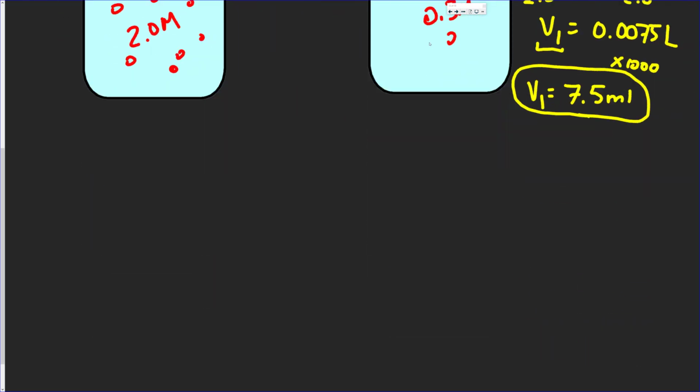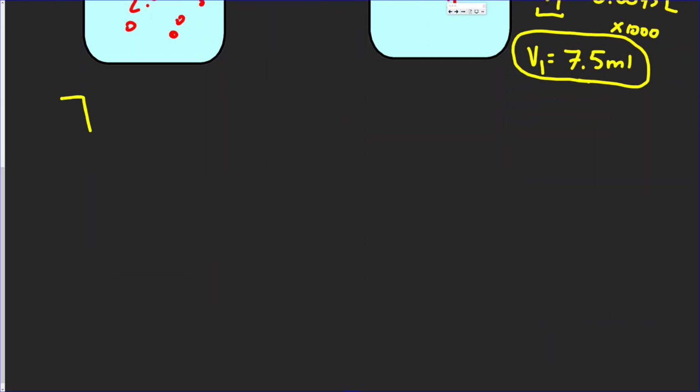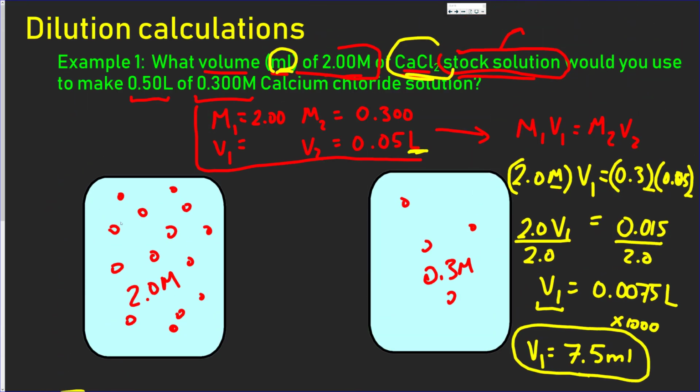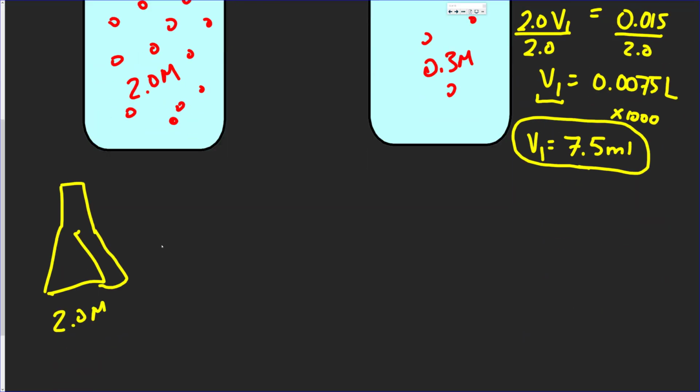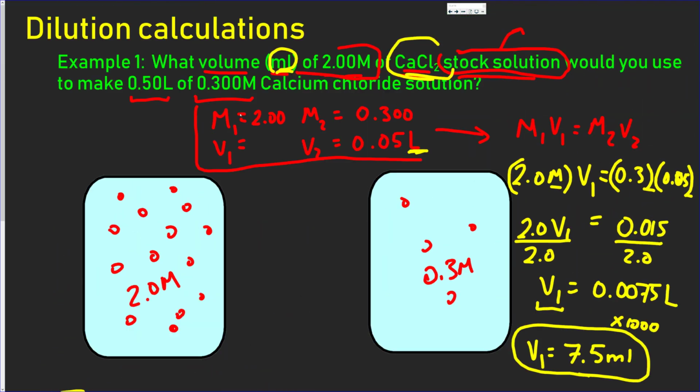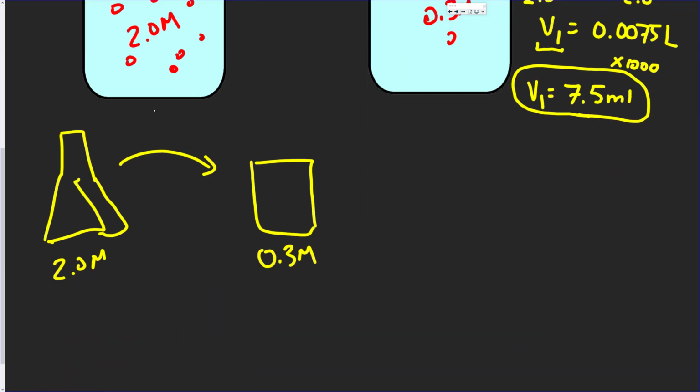So when you're starting off right now, this is the scenario. Here's your stock solution. Oops, sorry about that. This is my stock solution. This is 2.0 M, right? If we were to go back here, this is 2.00 M. That's your molarity. And you're going to dilute this into a flask, and you're going to end up with a 0.3 molarity. And what size is the flask or the beaker that you wanted to put it in? 0.5 liters. So this beaker is 0.5.